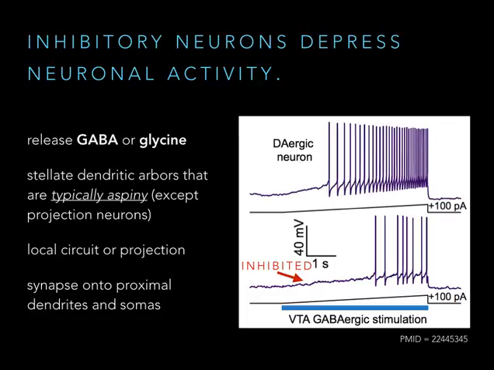Alrighty, so some neurons are going to be inhibitory. What that means is that they will release neurotransmitters that cause other neurons to stop firing. Those neurotransmitters would be GABA or glycine. These are inhibitory neurotransmitters. They're going to bind to GABA or glycine receptors and prevent the neuron from being excited. So what we're looking at on the right here, we're looking at action potentials being fired, right? Those are those little spikes, those vertical ticks.